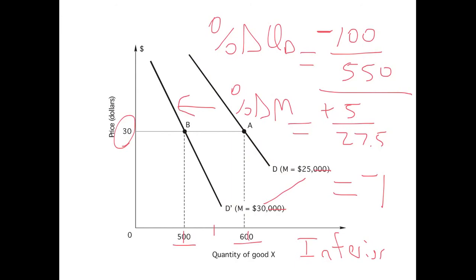If income had increased and demand for the good increased, of course this would be a normal good. But in this case, we have an inferior good. So remember the sign here. Keep the sign attached to the numerical value. Although income increased, quantity demanded decreased. And so negative 1 is the income elasticity of demand.